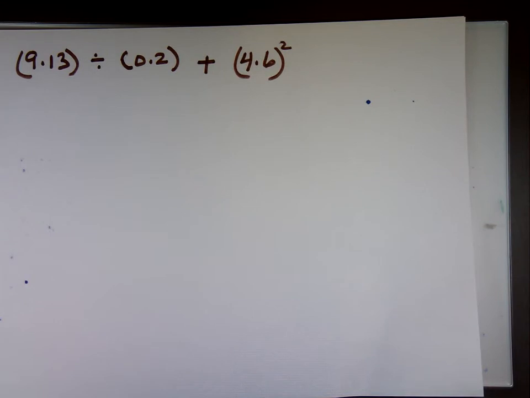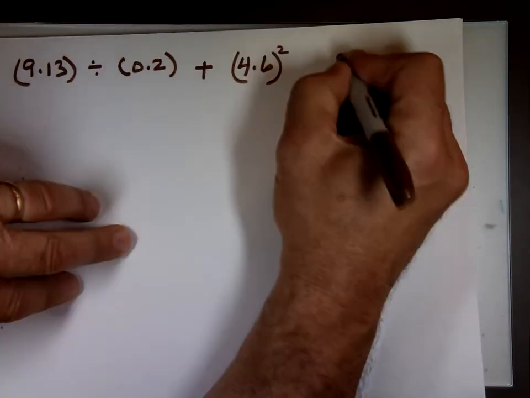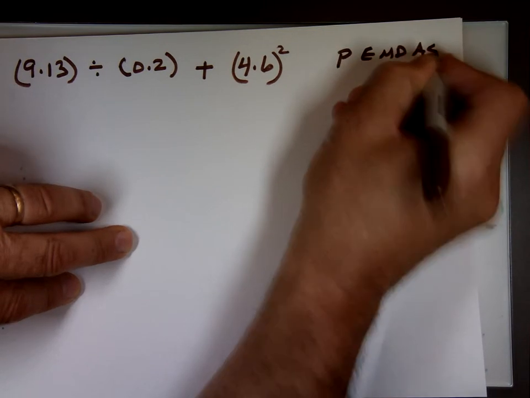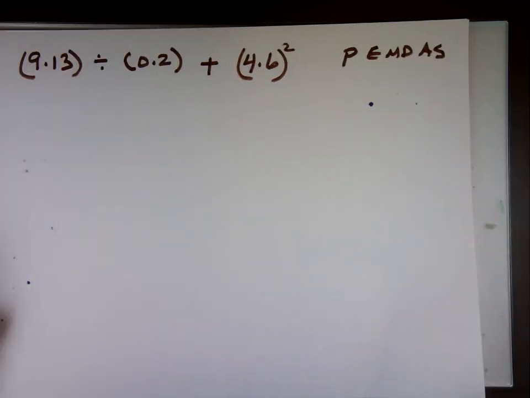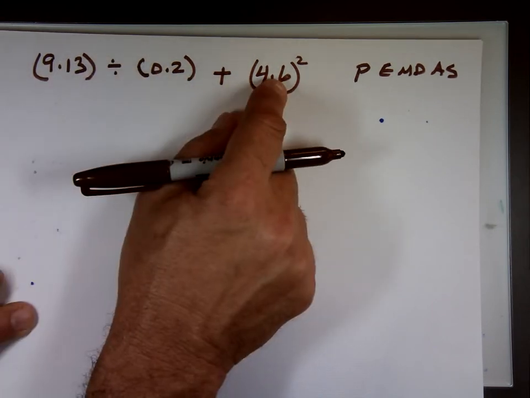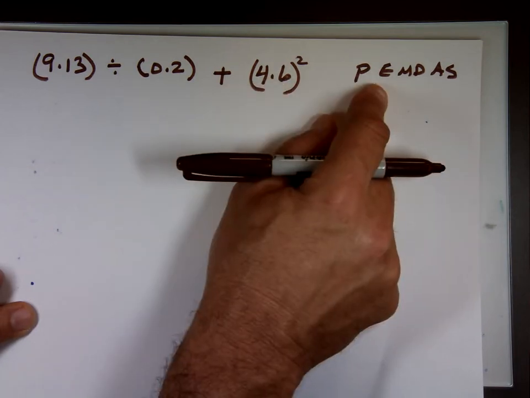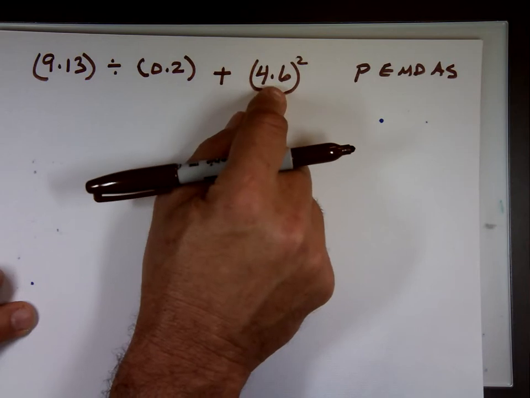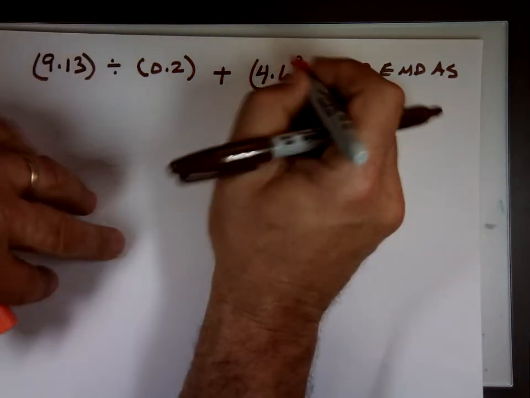We have more than one operation. The order of operations, PEMDAS. Do we have any parentheses? Not really, because that's just a number. You can't simplify what's inside the parentheses. Do we have any exponents? Yes. This one. So I've got to find the answer to that first. I've got to do this one first.